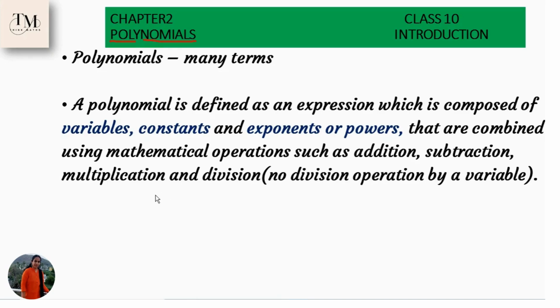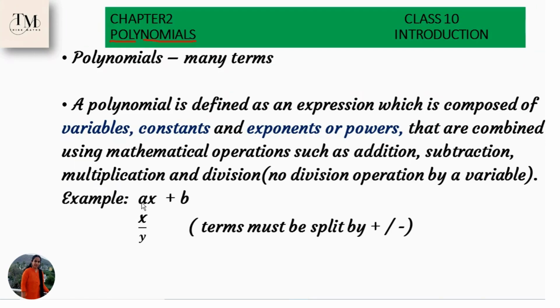Let me explain this with an example. Let us take one example: ax plus b, and x divided by y. Here, first example, ax plus b. All the conditions are satisfied. That is, we have variables, x is a variable, and a and b are constants. And it has the mathematical operation addition. So ax plus b is a polynomial.